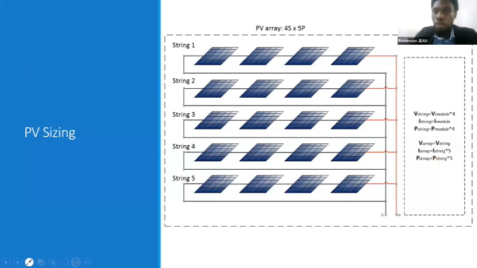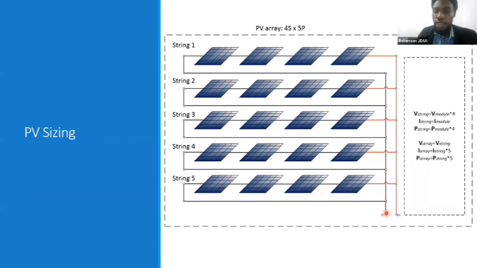And once we have the PV array information, we should know that the voltage of the PV array should be near the coupling voltage of the inverter or the regulator.